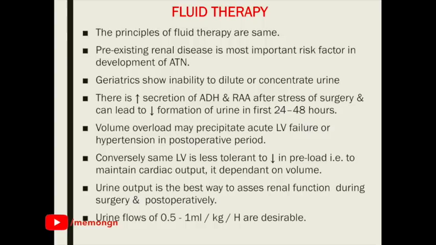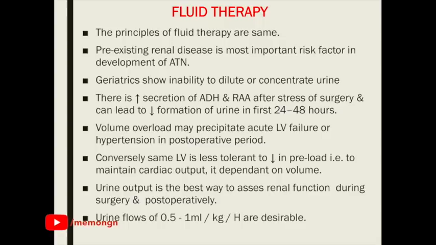Pre-existing renal disease is the most important risk factor in development of ATN. The patient already suffering from renal disease easily develops ATN. There is a high relation of ATN and mortality under anesthesia for geriatrics: 30% related to renal failure and 50% related to the cardiovascular system. So we should take care of the cardiovascular system and renal system.